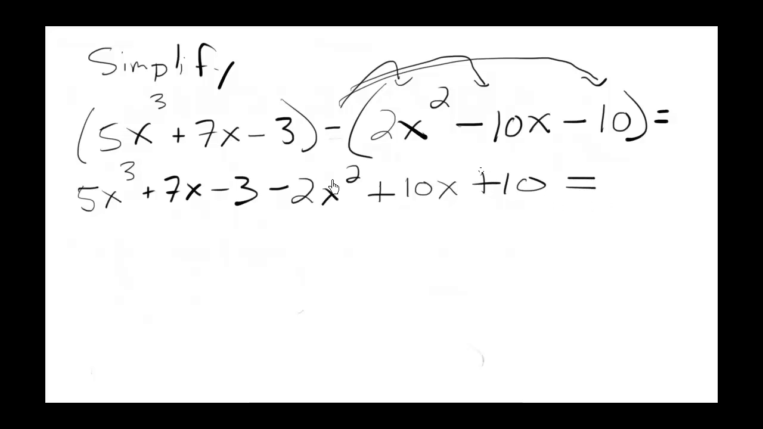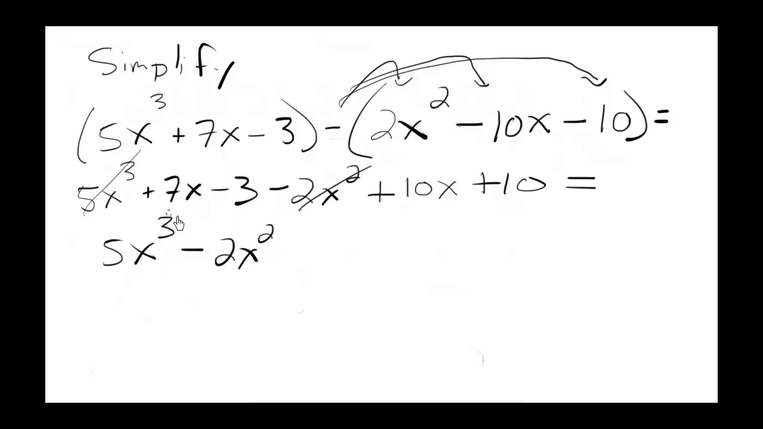Now I go looking for those like terms. So here nothing combines with this 5x cubed. I don't have any other terms with an x cubed, but it doesn't disappear. I just rewrite it. Okay, it takes care of that guy. I like to cross them out as I go. I don't have any x squared terms, so again this is an unlike term with everybody else.